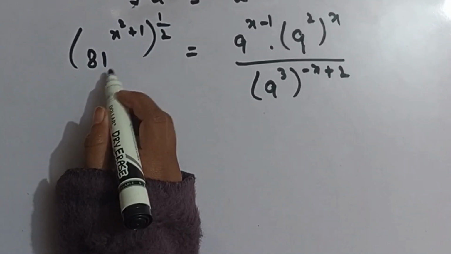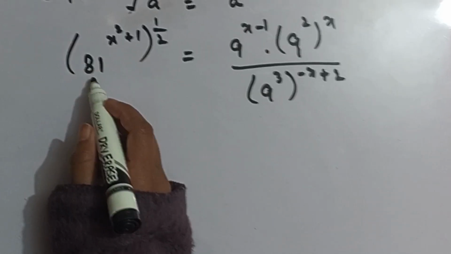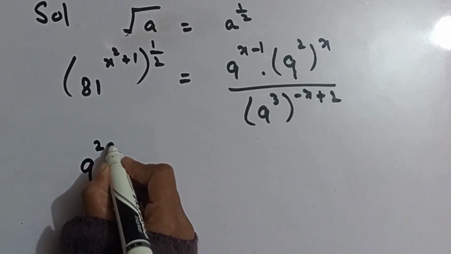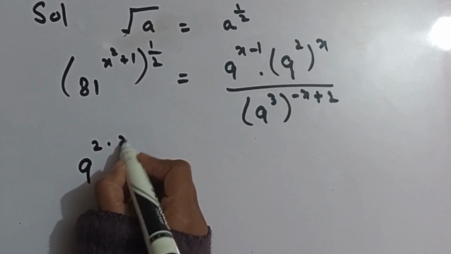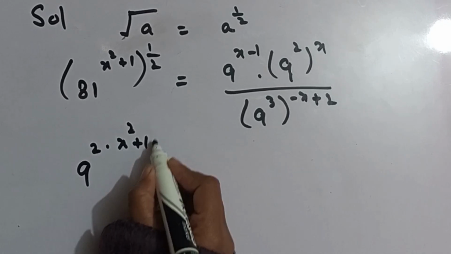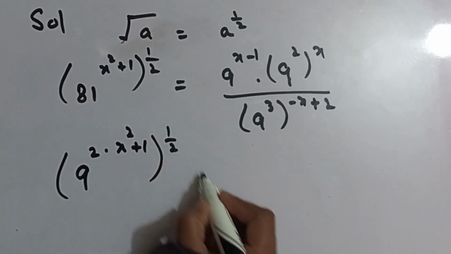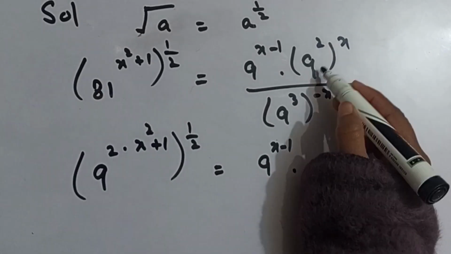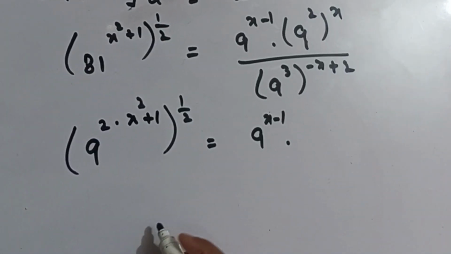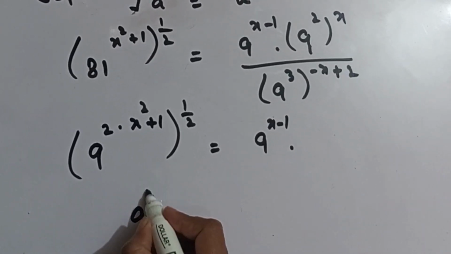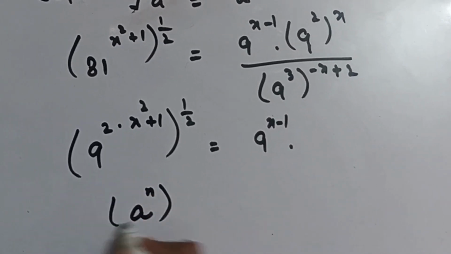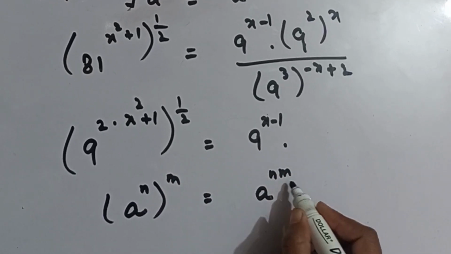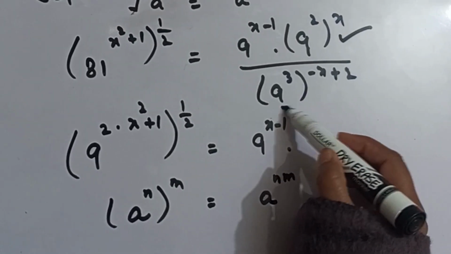Now we simplify this left hand side. We have 81, which is equal to 9 squared, so we write this as 9 squared, multiplied by this x² plus 1, and its power again is 1 over 2. This is equal to 9 raised to the power x minus 1, and here we use this identity: a raised to the power n, whose power again is m, we write as a raised to the power product of n and m. We apply this identity on this term, and after that on this term.